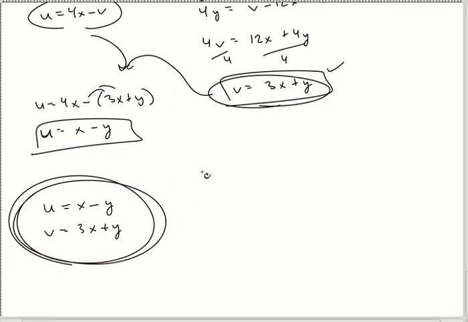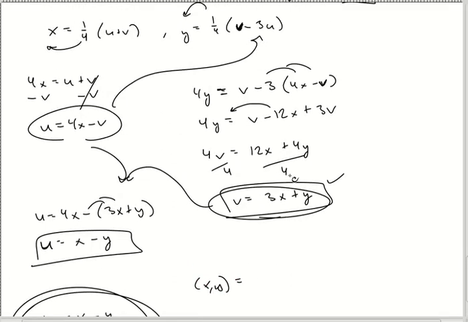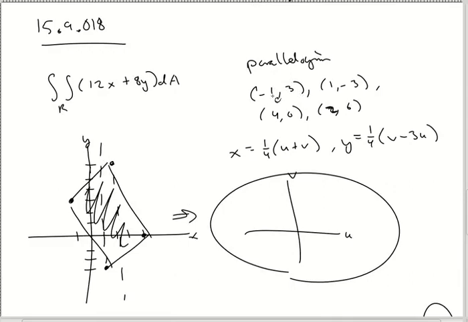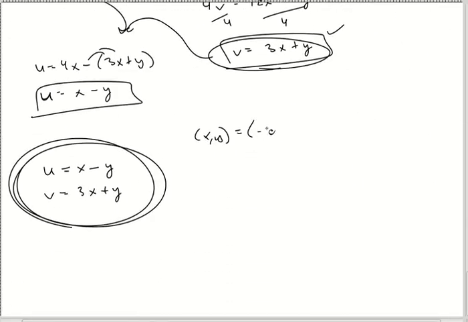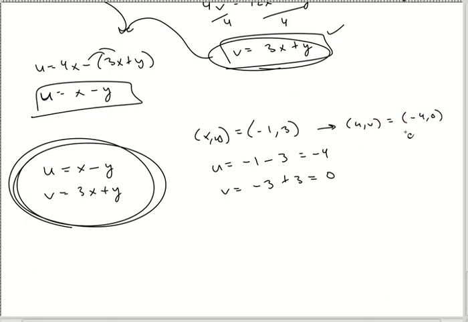So I'm going to go through each xy point, and I'm going to plug them into this to see what the uv equivalent is. So let's start. I have my points up here as negative 1, 3. I'm going to plug that in to see what my u and v are. So u would be negative 1 minus 3. It's a negative 4. My v at the same time would be negative 3 plus 3, which is 0. So I actually end up with a uv point at negative 4, 0.